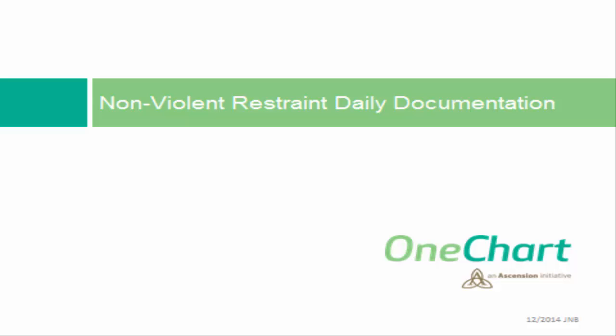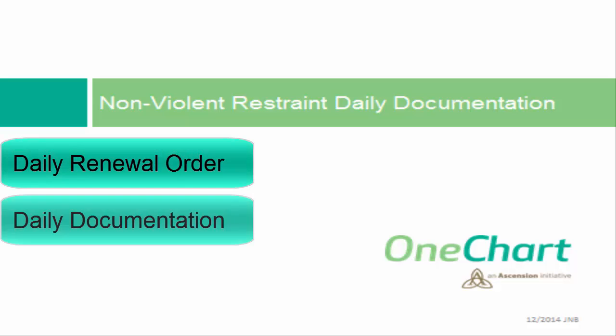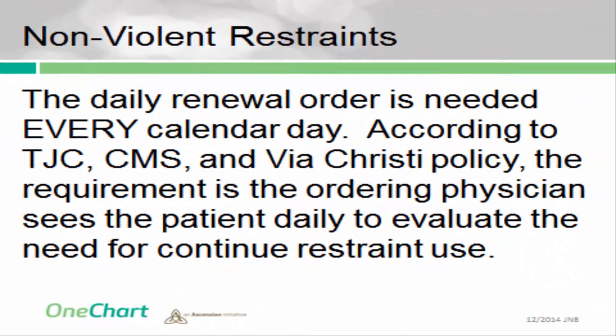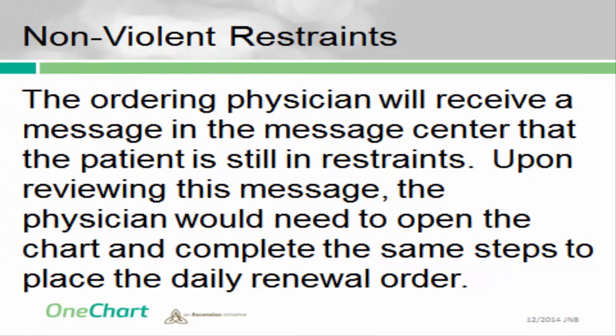This section will cover the daily renewal order and daily documentation. The daily renewal order is needed every calendar day. According to TJC and CMS, the requirement is the ordering physician sees the patient daily to evaluate the need for continued restraint use. The ordering physician will receive a message in the message center that the patient is in restraints.